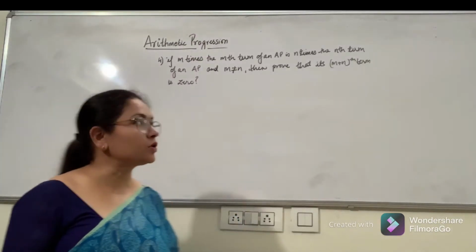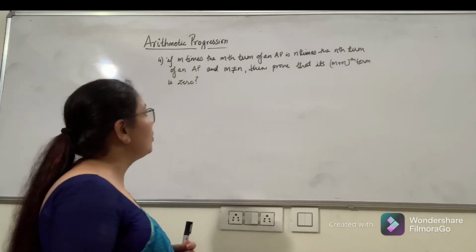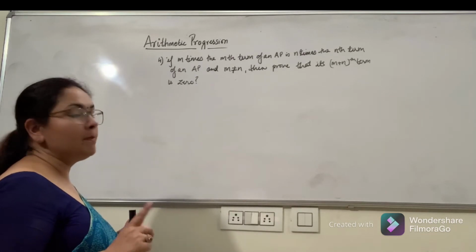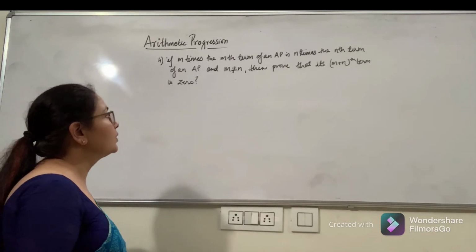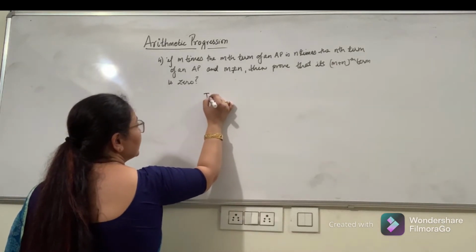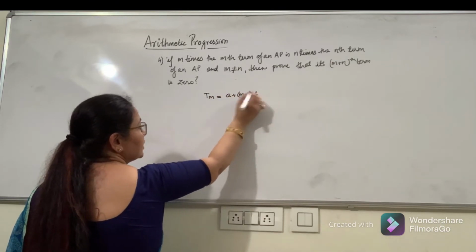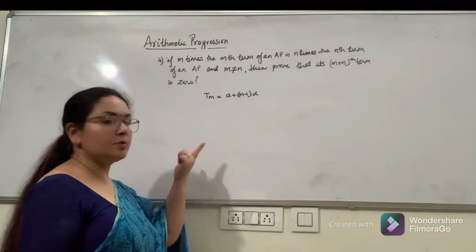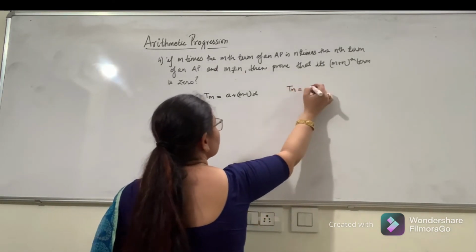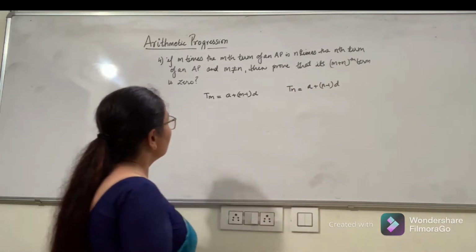So coming on to the fourth question. If m times the mth term of an AP is n times the nth term of an AP and m is not equal to n, then prove that its (m plus n)th term is 0. So how will we write the mth term? Tm is equal to A plus (m minus 1)D, where A is the first term and D is the common difference. And the nth term can be written as A plus (n minus 1)D. Now you all know this.